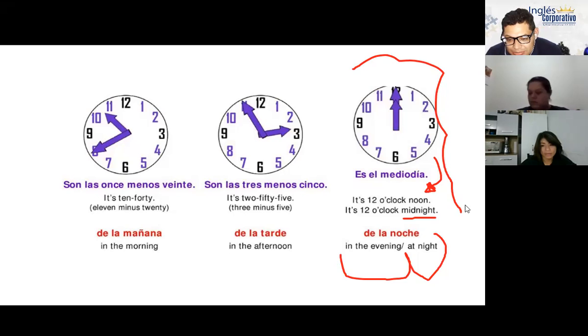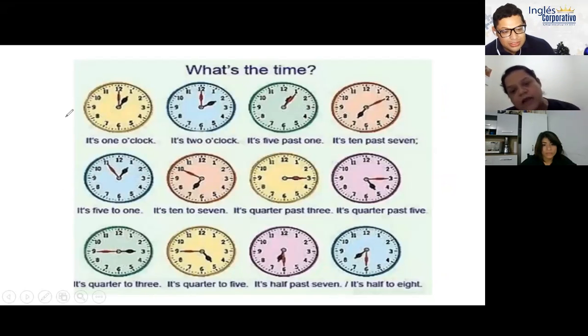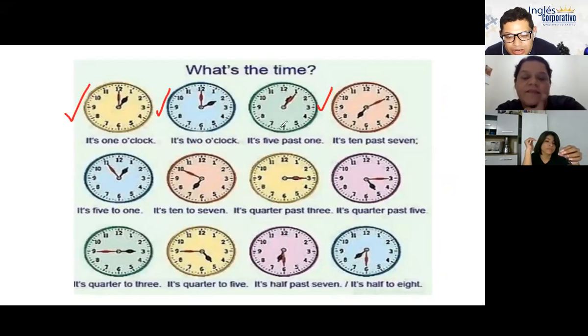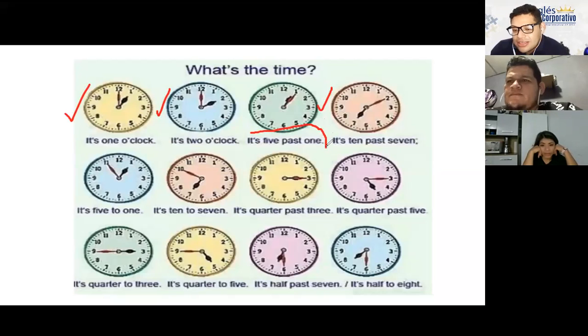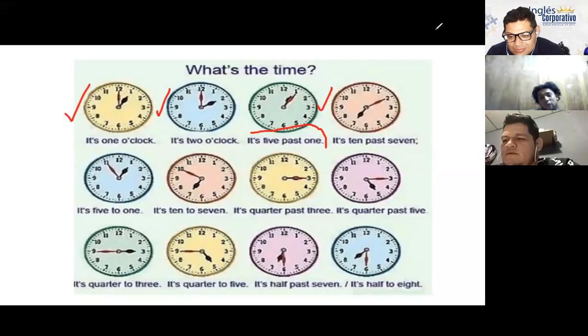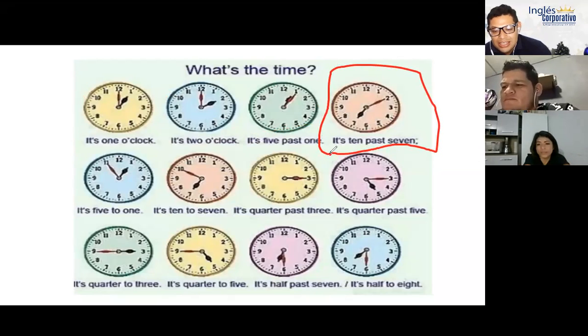Let's continue with more examples here. Vamos a ver, veamos más ejemplos. Look at the example, it's 1 o'clock. Y aquí vamos poniendo las formas. It's 1 o'clock, it's 2 o'clock, it's 5 past 1. Si yo les digo it's 5 past 1, ¿qué hora sería? La 1:05. Y si quiero decir la forma tradicional, la 1:05, ¿cómo sería? It's 1:05. Excellent. Muy bien, excelente. Aquí son it's 10 past 7, right? ¿Cómo sería la otra forma para decir que son las 7:10?